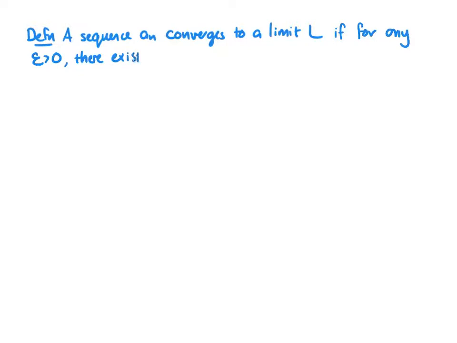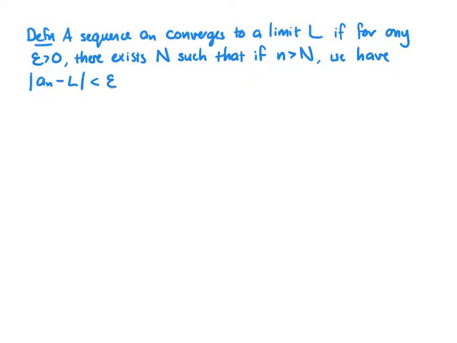there exists a capital N such that if little n is greater than capital N, we have that the difference between the terms and the limit is less than epsilon. Okay, so the idea here is that capital N is saying, once you get this far out in the sequence, if you're that far or further, then you're going to be within epsilon of your limit.